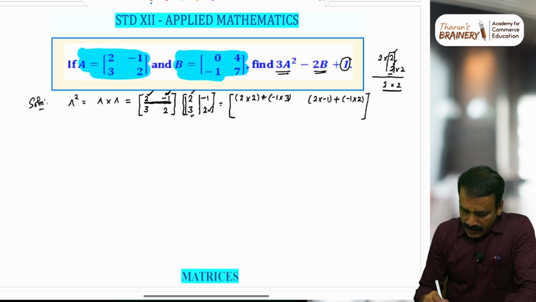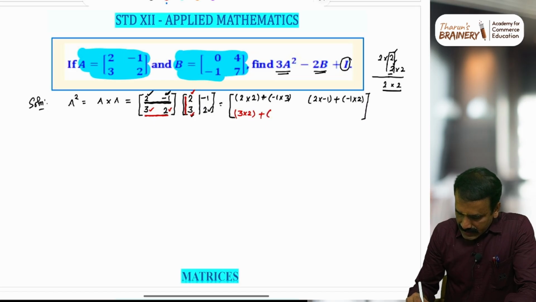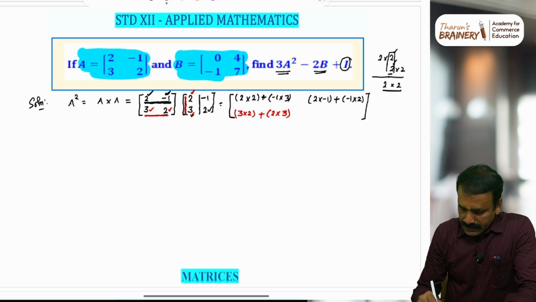Next we move on to second row. So we multiply second row with the first column. So first element is going to be 3. So 3 multiplied with the first element. What is the first element in the first column? 2. So 3 multiplied with the 2 plus second element is multiplied with the second element. So second element in the second row is 2. Second element in the first column is 3. So we multiplied the second row with first column.